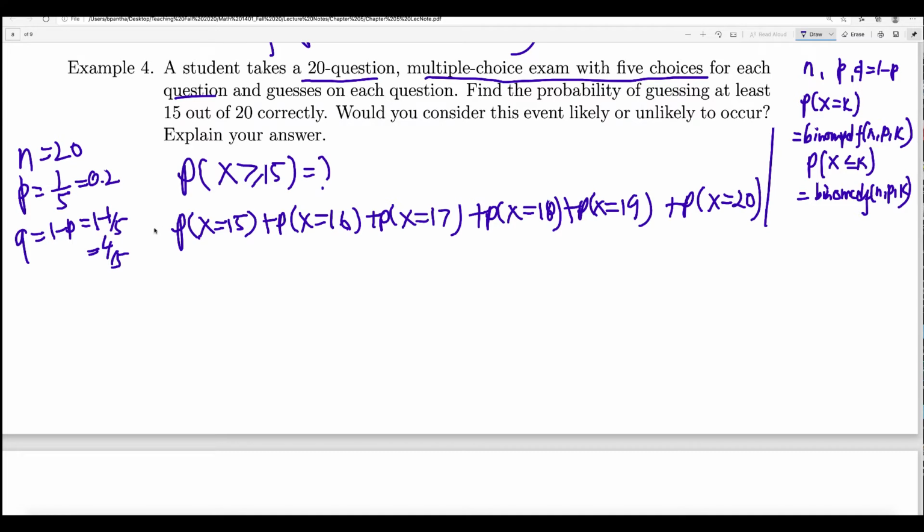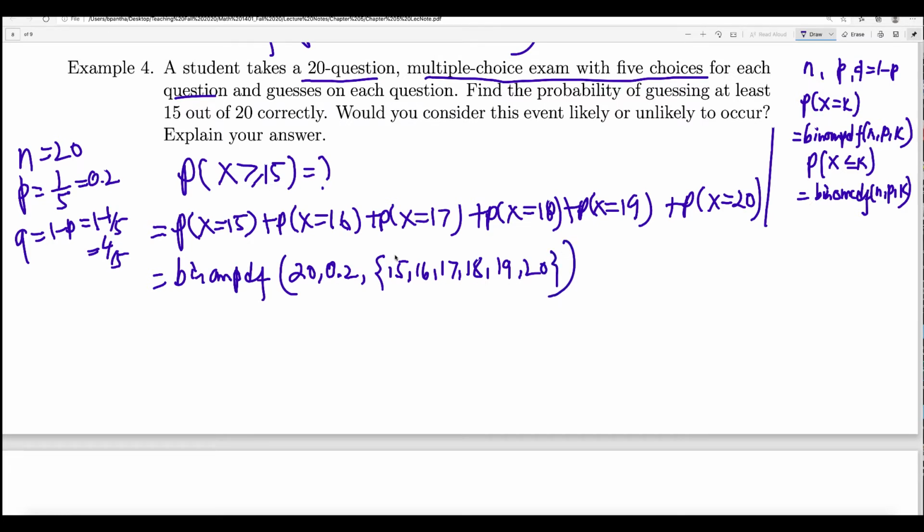Another way is to do binomPDF with n as 20, p as 0.2, and k as 15, 16, 17, 18, 19, 20. You do that, find all those values, and then you add them. That is another one. So I'm going to discuss the third method.